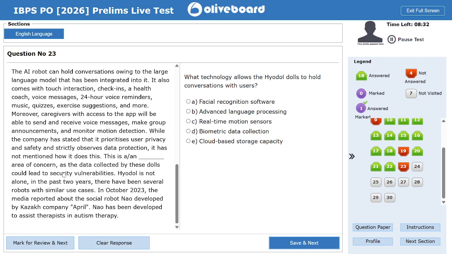This is a data area of concern, as well as whatever service alone in the several robots with similar use. Partner is an idle to hold computer users, real-time motion sensors.